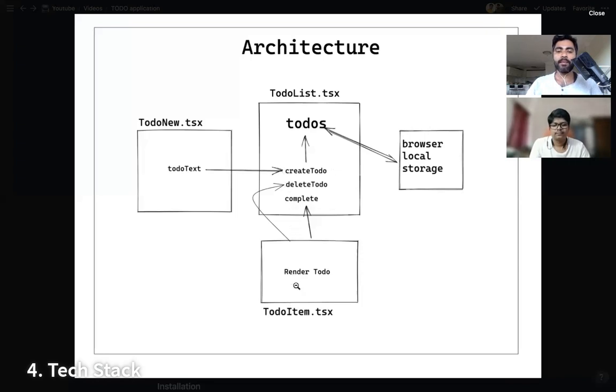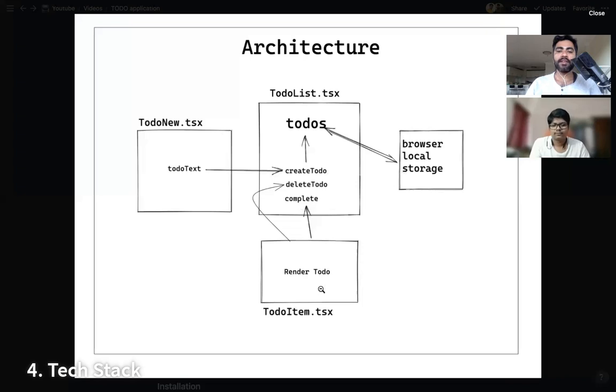Similarly, for the to-do item, we have two functions. One is delete to-do. Whenever we delete a to-do, it won't directly delete that to-do item. It will just pass this to-do ID to that to-do's list, and one item will be deleted from the array, and the local storage will be reflected.